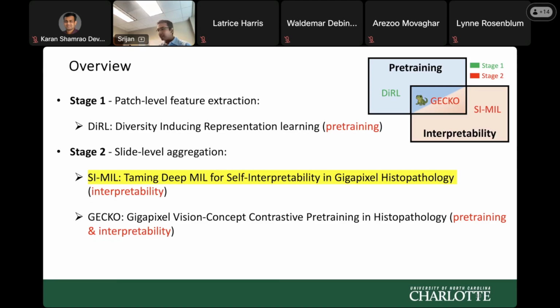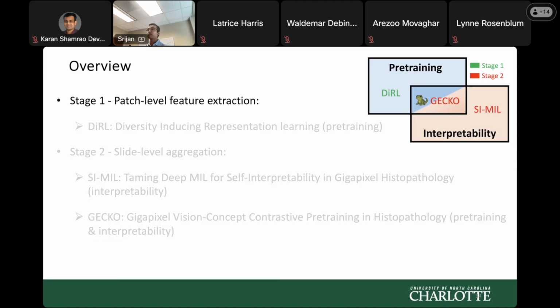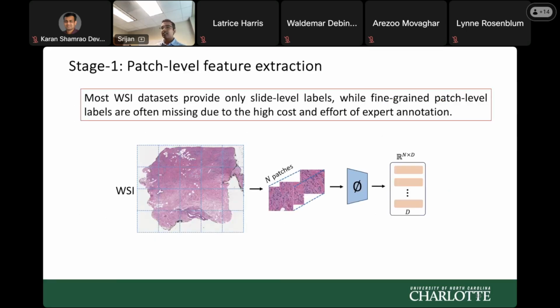So let me briefly talk about stage 1, what happens in stage 1. Once the WSI is provided, we decompose it into patches. We send them to a deep neural network, and for each patch, we get some features. But what is this feature extractor? This is a deep neural network. But how can we train it?